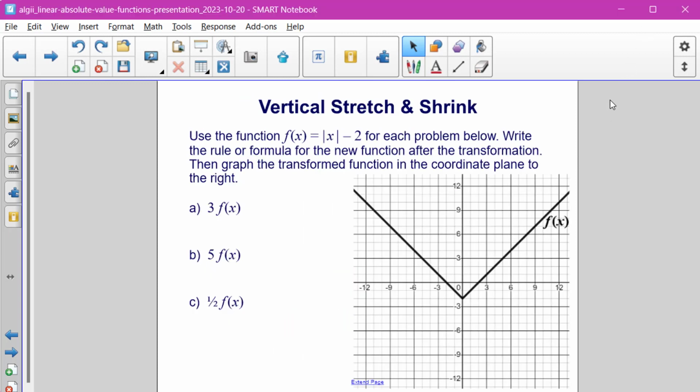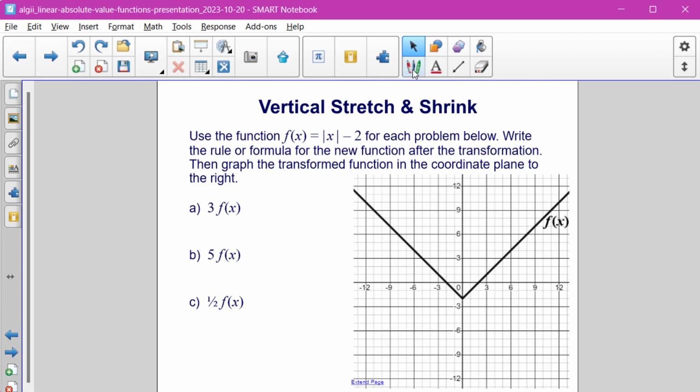Now let's try an example problem. We're going to use f of x equal to the absolute value of x minus 2 for each of the problems down below. We're going to first write the rule formula for the new function after the transformation that we're provided. Then we're going to graph the transformed function in the coordinate plane shown here to the right. So the first one that we have is 3 times f of x.